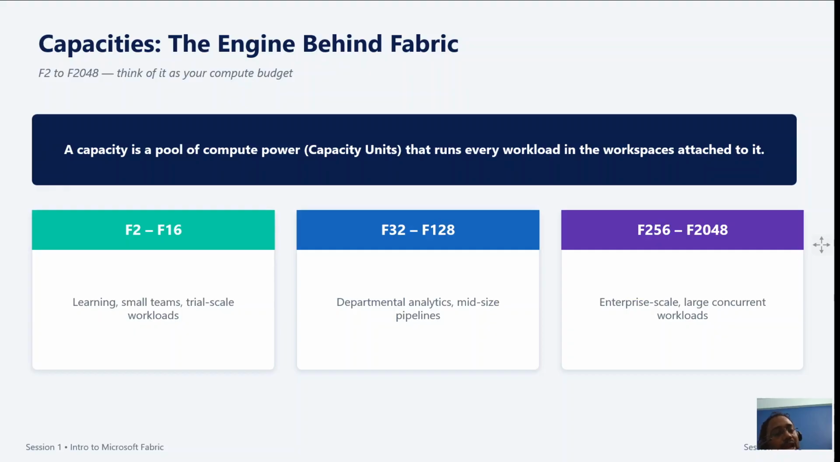F16 to F32, and so on. Like that it is, F64 and so on. It will get doubled. F32 to F128 is for departmental analytics and mid-sized teams. They can make use of that particular range.